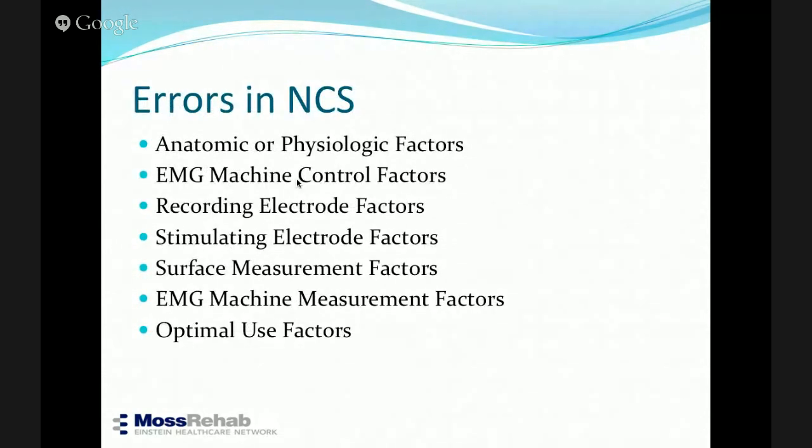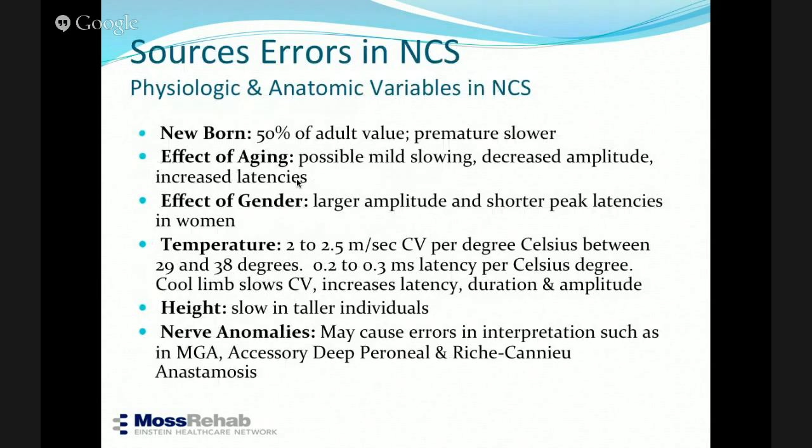You could make a lot of errors in nerve conduction study, and I see this all the time. It could be anatomic or physiologic factors, EMG machine control factors, recording electrode factors, stimulating electrode factors, surface measurement factors, EMG machine measurement factors, optimal use factors. So there could be a lot of different things which would cause errors. So let's look at these for a bit.